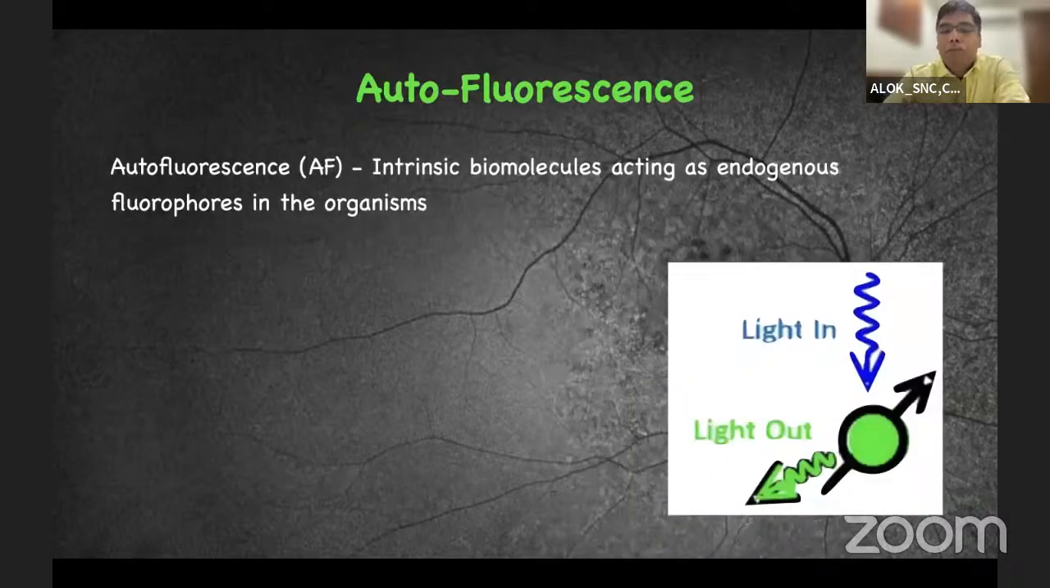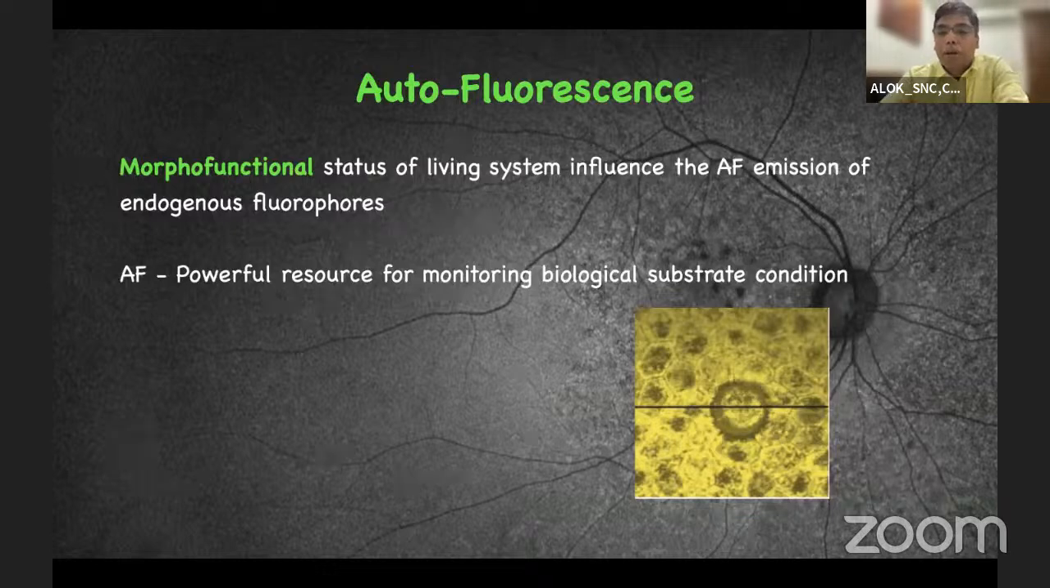Now, what is different in autofluorescence is that there are intrinsic molecules which are known as endogenous fluorophores, and they are universally present everywhere in the body. Once the light strikes this, again the electrons go into a higher energy level, and when they come back to the ground level, they emit a longer wavelength of light. So instead of an external or chemical fluorophore, we utilize endogenous fluorophores in imaging autofluorescence. Now, the important thing is that the morphofunctional status of the living system influences the autofluorescence. So it becomes a very powerful resource for monitoring the biological substrate of the condition.